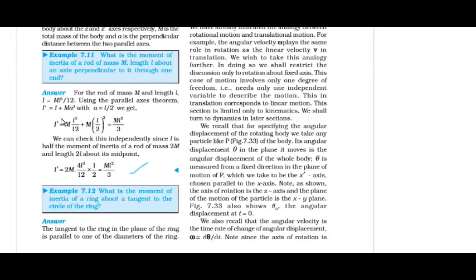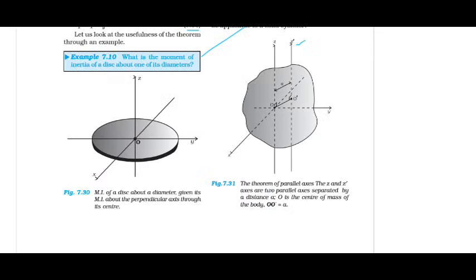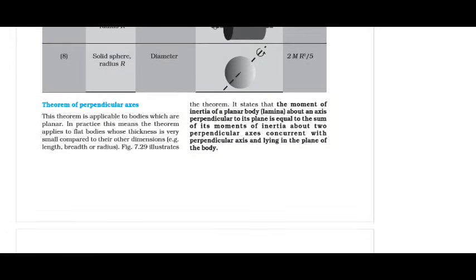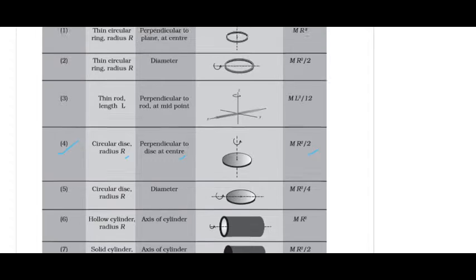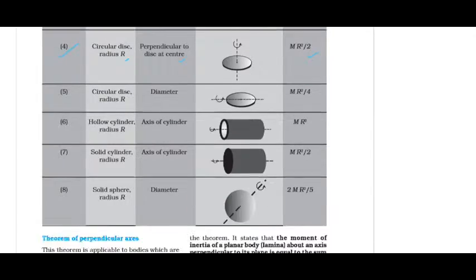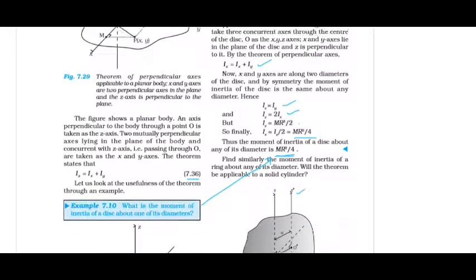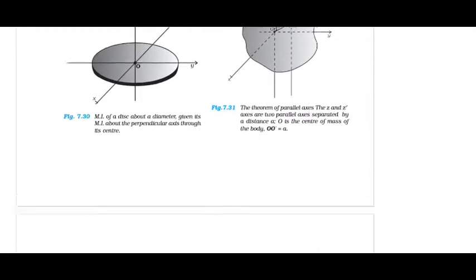So from where did we get ml square by 12? From the table. If you see the moment of inertia of a rod in the table, you will get ml square by 12 for a thin rod. So you have to mug up this moment of inertia of a thin rod of length l, and of solid bodies of uniform shape, for solving the numericals.